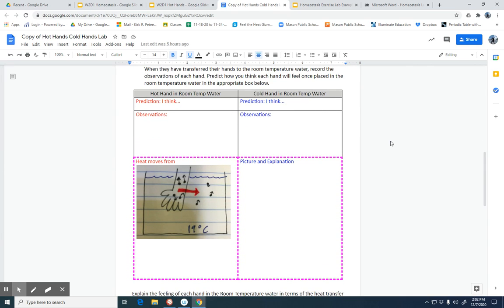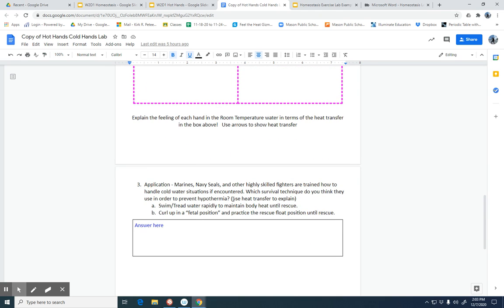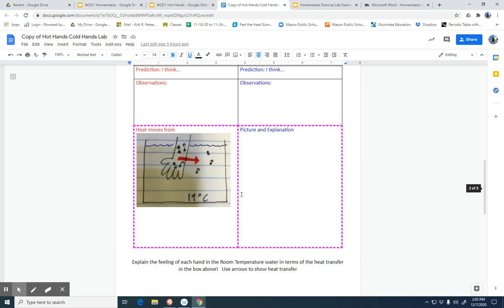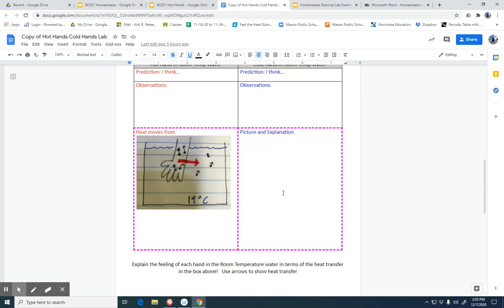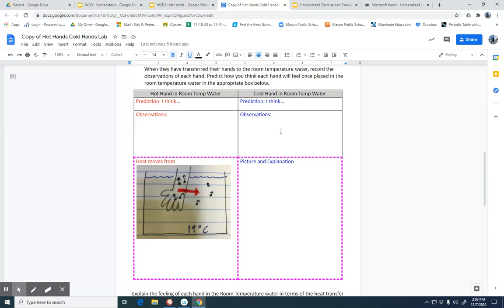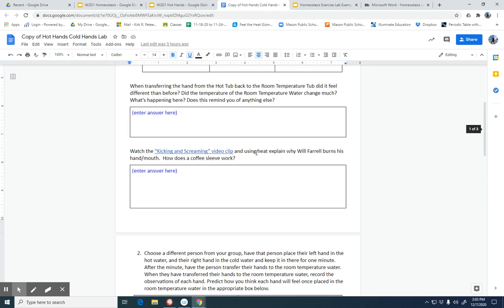We also showed our students how to draw a particular picture for one of the examples that we did, which was moving the hot hand, a hand that was immersed in hot water, into room temperature water. We drew this picture in our chill, took a photo of it, and inserted it in the document where it needs to be inserted. Students then just need to finish up the application problem, make sure they have inserted their photo for the other example, the cold hand in room temperature water, their observations, and so forth.